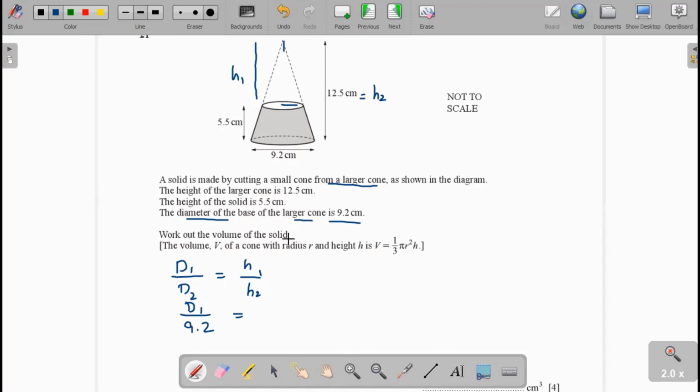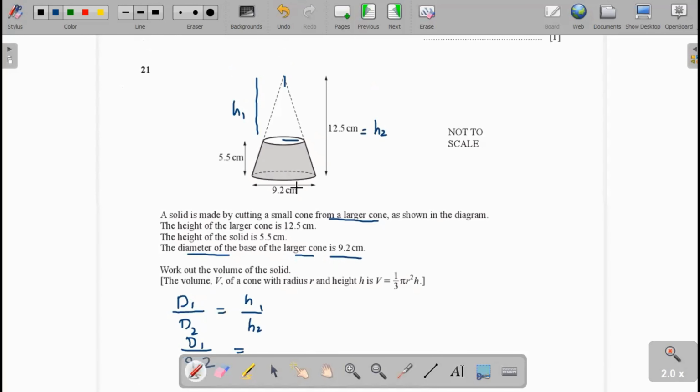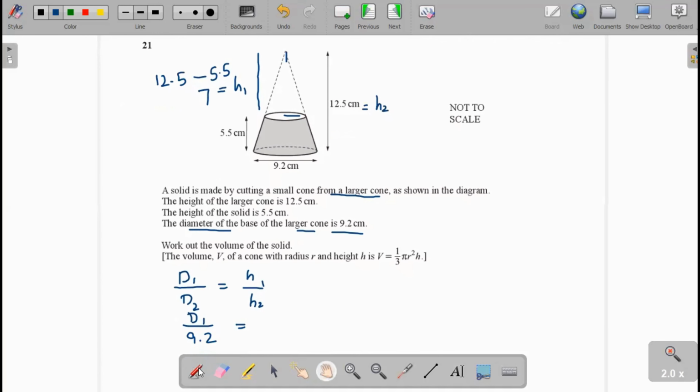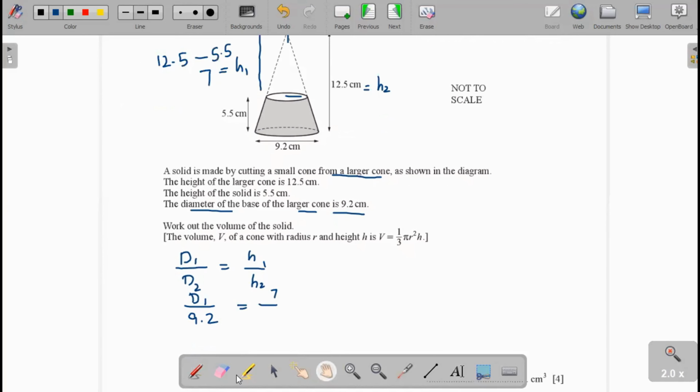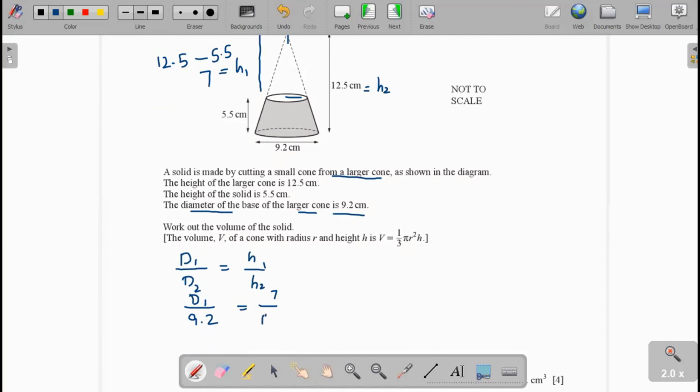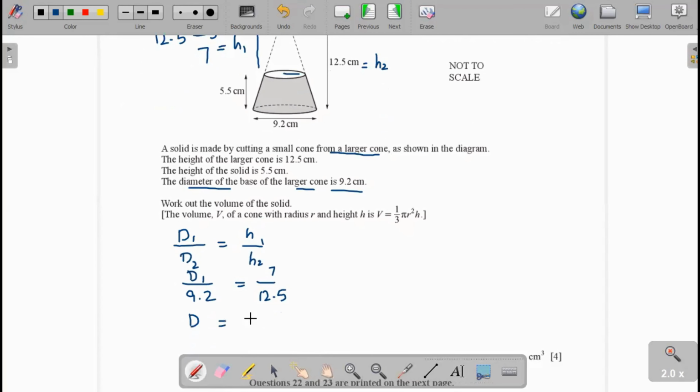Height of the smaller cone is 7 because here the total length is 12.5. When we remove this length from 12.5, the answer will be 7 centimeter and we write it here. H1 is 7 and H2, you see here, this is 12.5 centimeter. Now the D1 will be equal to 7 over 12.5 multiplied by 9.2 centimeter.